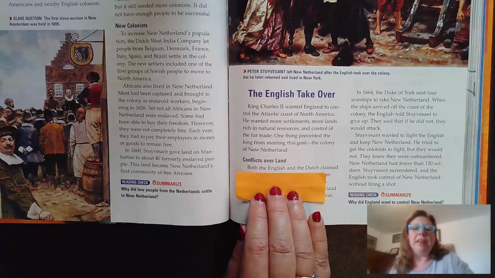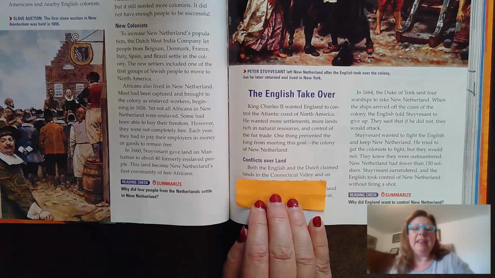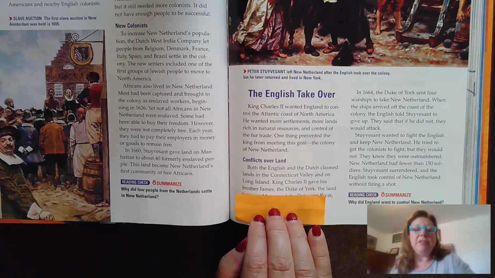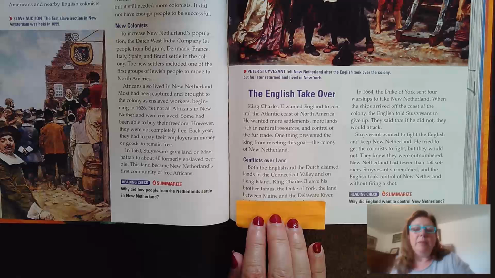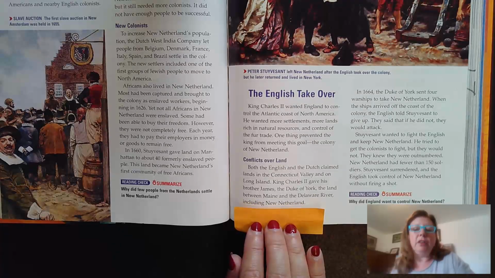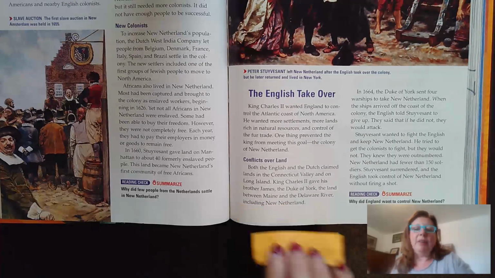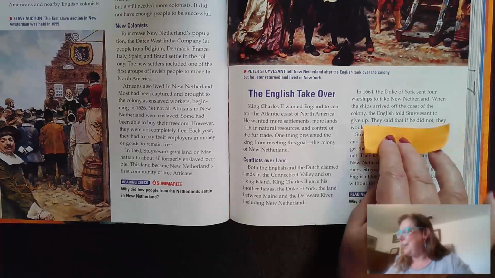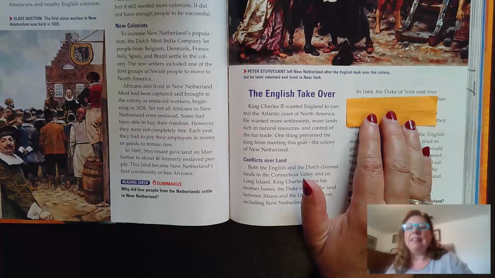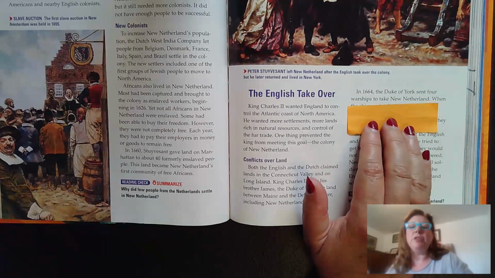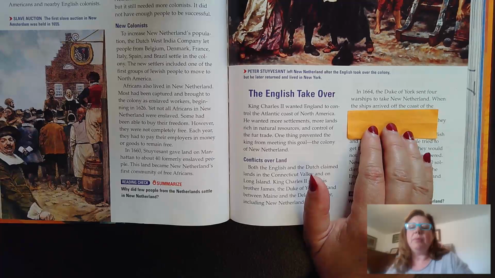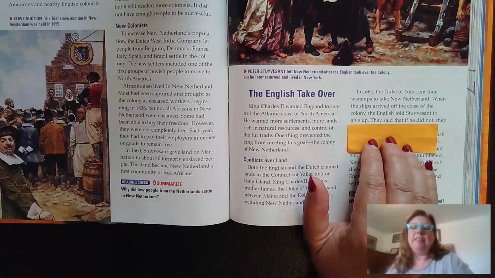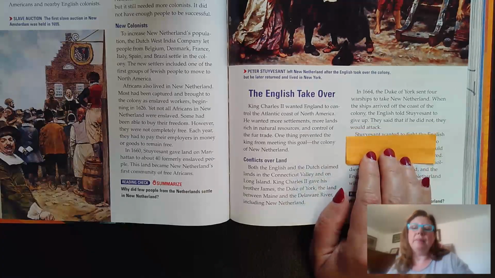Conflicts over land. Both the English and the Dutch claimed lands in the Connecticut Valley and on Long Island. King Charles II gave his brother James, the Duke of York, the land between Maine and the Delaware River, including New Netherland. So he just kind of said, this is yours if you can keep it, if you can take it away from the Dutch. In 1664, the Duke of York sent four warships to take New Netherland. When the ships arrived off the coast of the colony, the English told Stuyvesant to give up. They said that if he did not, they would attack.